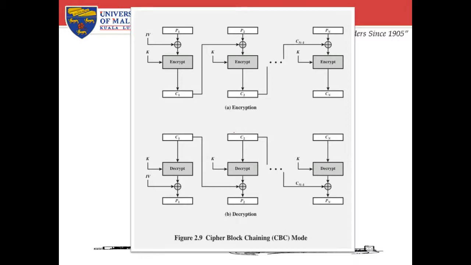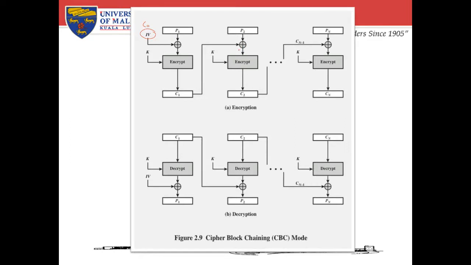In cipher block chaining mode, the input to the encryption algorithm is the XOR of the current plaintext block and the previous ciphertext block. For the first block, you have an initialization vector, which acts as C0, the initial ciphertext. Then the ciphertext for the first block, C1, becomes the input for the next block when you XOR with the next plaintext, P2.